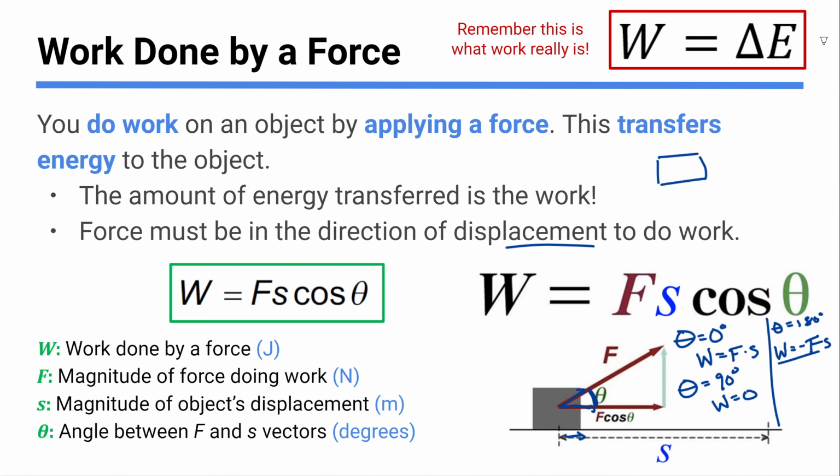If you've got a thing that's moving to the right, so it has a displacement to the right, but I'm pushing it this way, I'm slowing it down, which would mean I'm taking away energy, I'm doing negative work. All right, so that's how the positive and negative stuff will come up and how you use this equation. The main thing to remember: this is the angle between this and this.